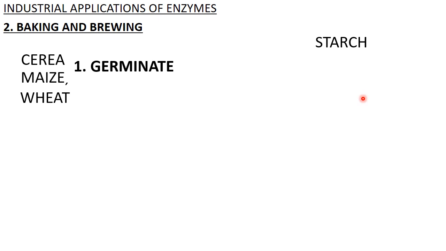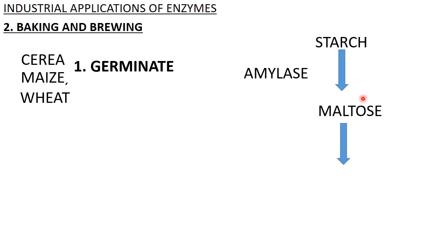Starch, which is the main constituent of a given cereal, is going to be converted to maltose during the process of germination by an enzyme called amylase. This maltose is going to be further converted to glucose by an enzyme called maltase.